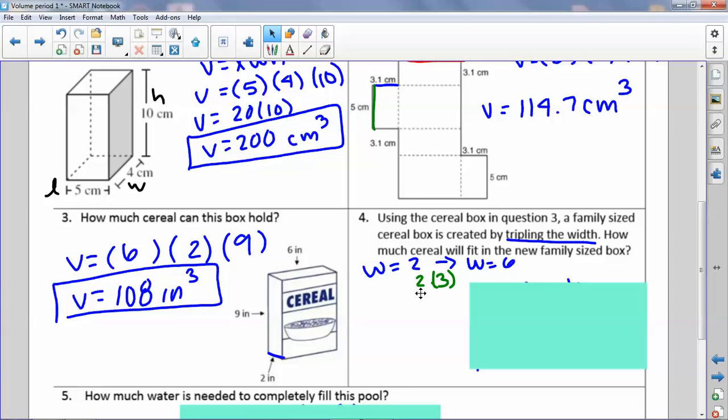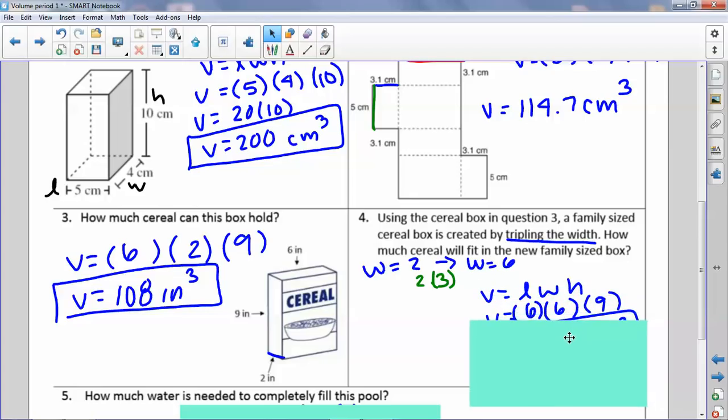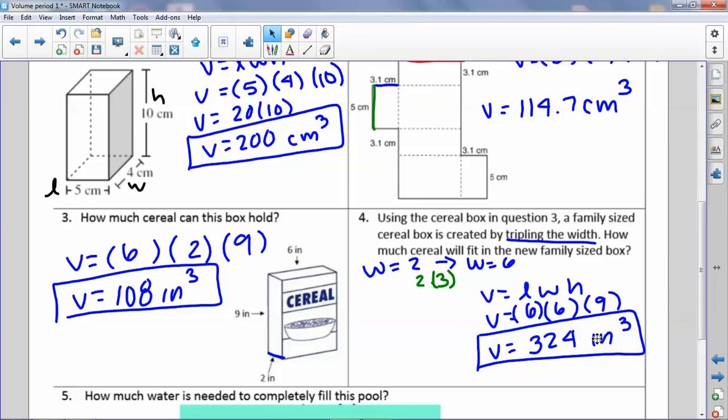And all we simply did was take that width of 2 and multiply it by 3, because that's what tripling means. So now we're going to use a width of 6. That's the only one that changed, but we're still going to use the height of 9 and length of 6. So we still have a length of 6. Our new width is 6, because we did 2 times 3, and our height is 9. So the new cereal box, for the family size box, would be 324 inches cubed.